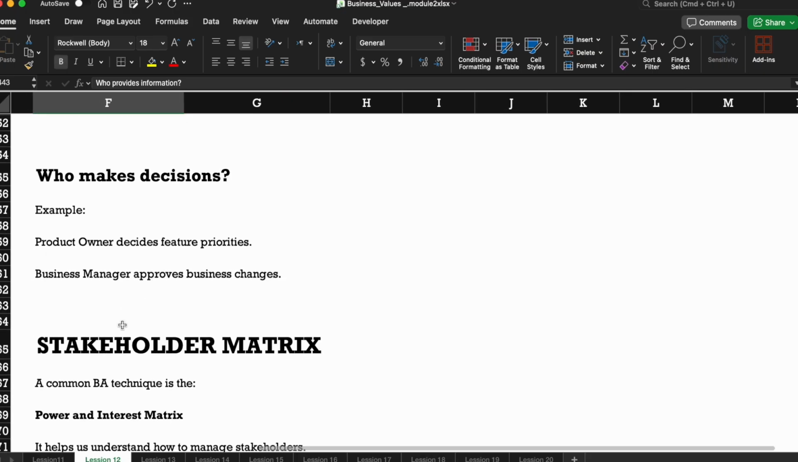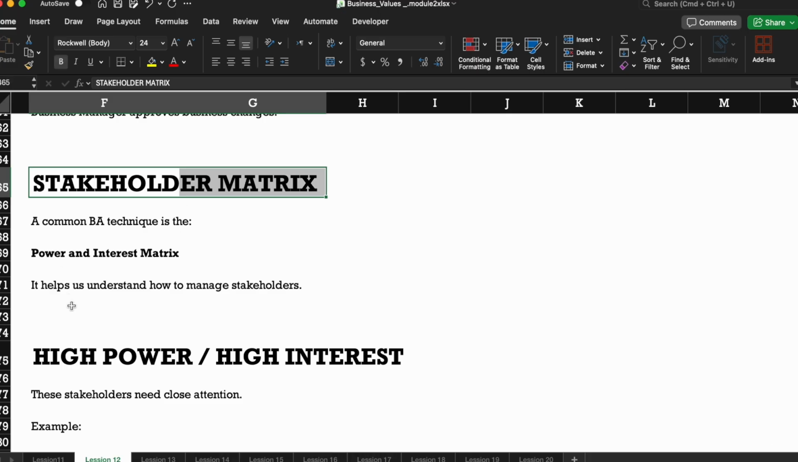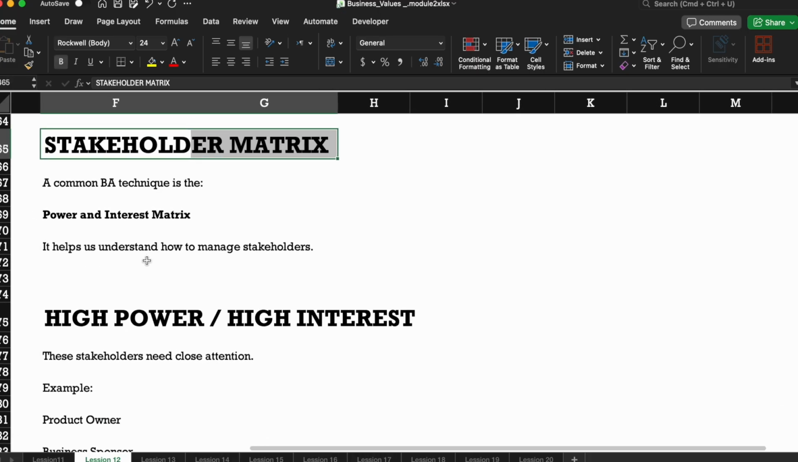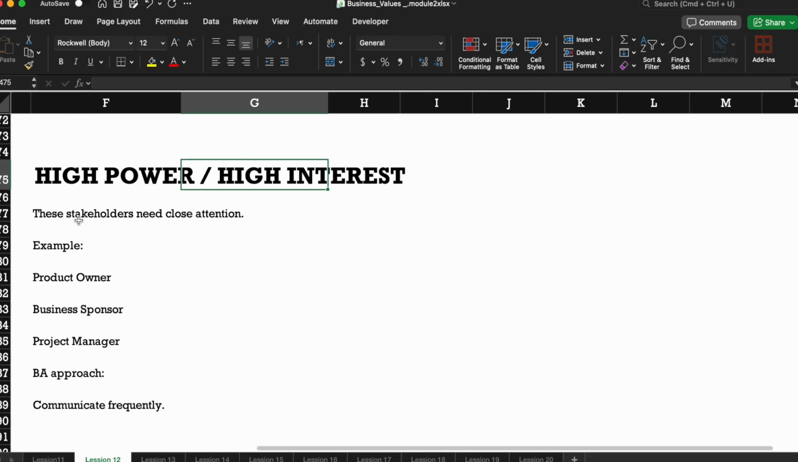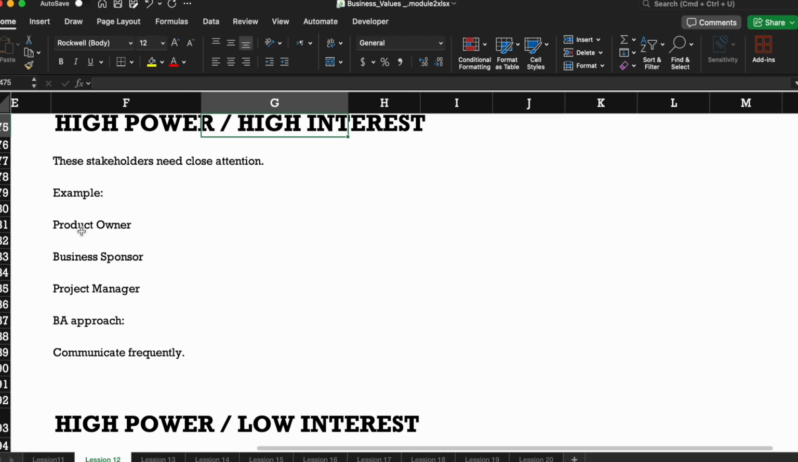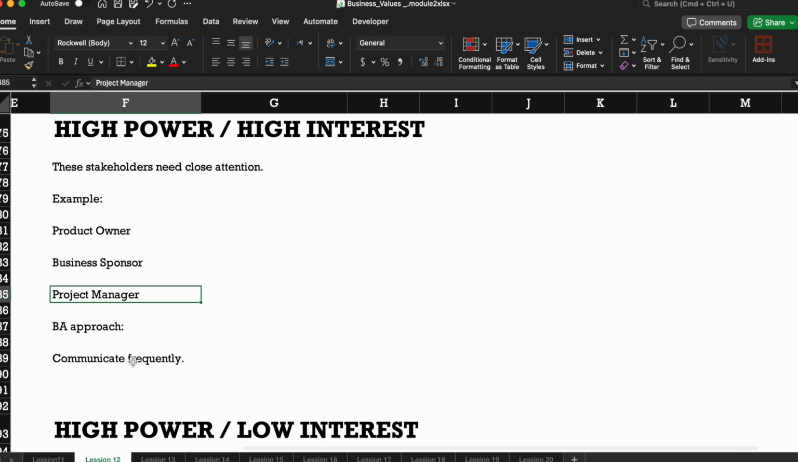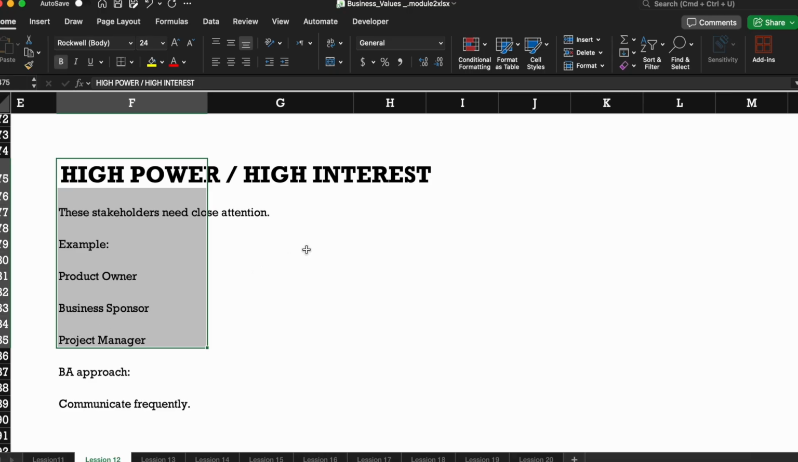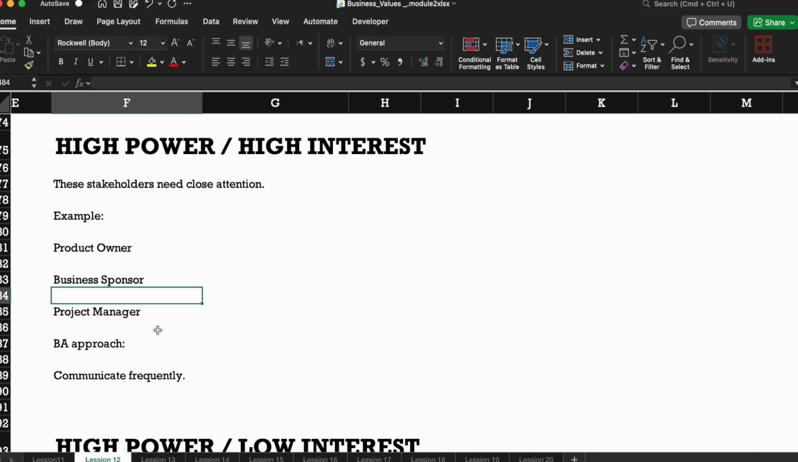Who makes decisions? The product owner decides feature priorities, the business manager approves business changes. Stakeholder matrix: a common BA technique is the power and interest matrix. It helps understand how to manage stakeholders. High power, high interest. These stakeholders need close attention: product owner, business sponsor, project manager. Communicate frequently, right? Anything changes, these are your high interest, high power people.